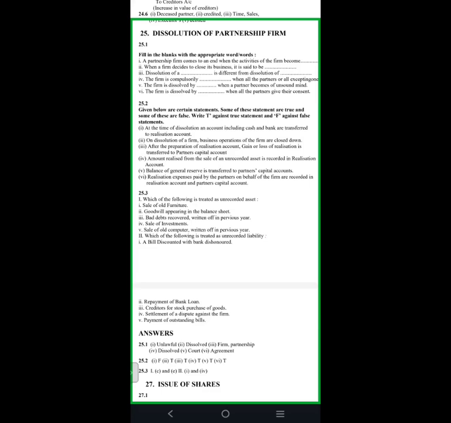Which of the following is treated as unrecorded asset? Sale of old furniture, goodwill appearing in the balance sheet, bad debts recovered written off in previous year, sale of investment, sale of old computer written off in previous year. Among these, the unrecorded ones are bad debts recovered, written off in previous year.